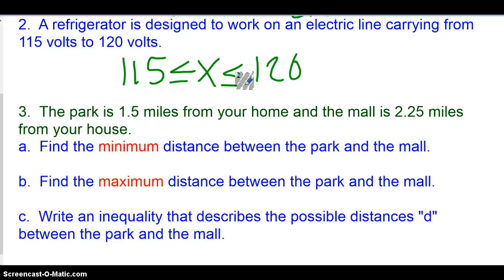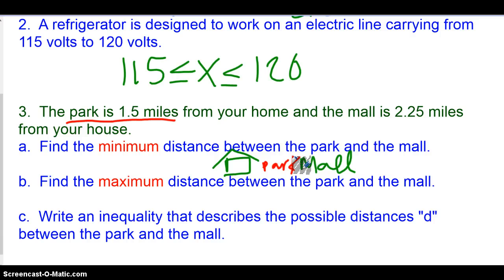Last one. The park is 1.5 miles from your home and the mall is 2.25 miles from your home. What's the minimum distance between the park and the mall? Well, if I think about it, let's see. My house could be here and the mall could be here. Where else could the mall be? Could be on the other side. Good. Then the park. There are two places, like the minimum and the maximum the park could be. Do you see how the park is closer to your house? So could the park be here? You bet it could.